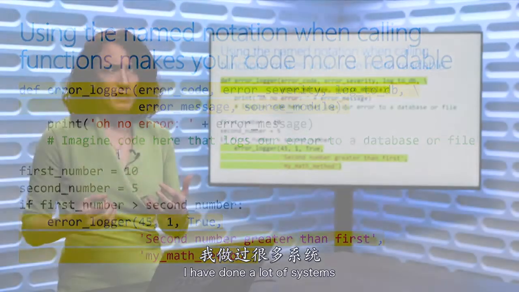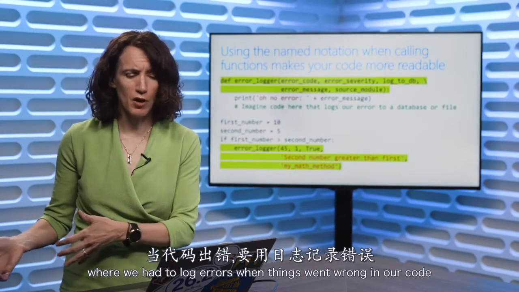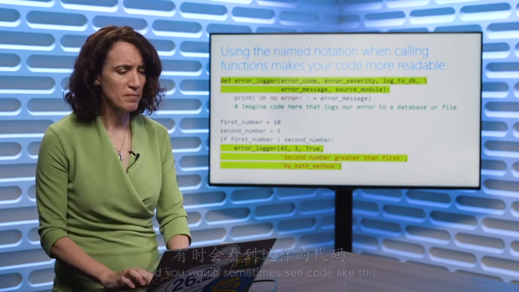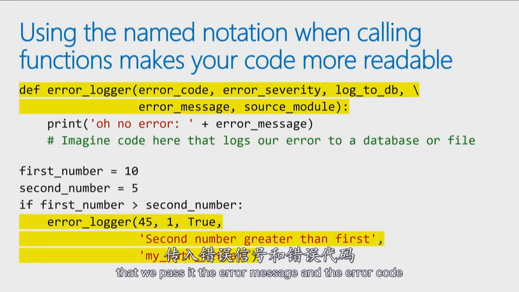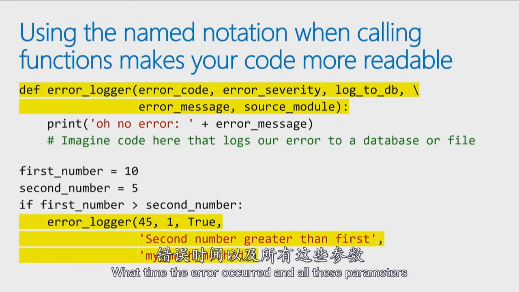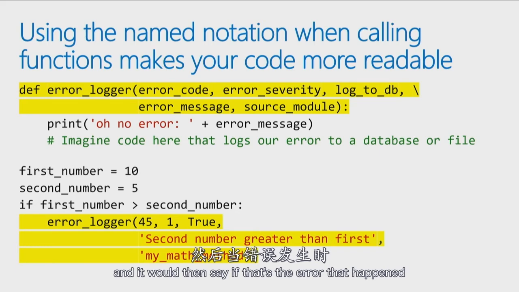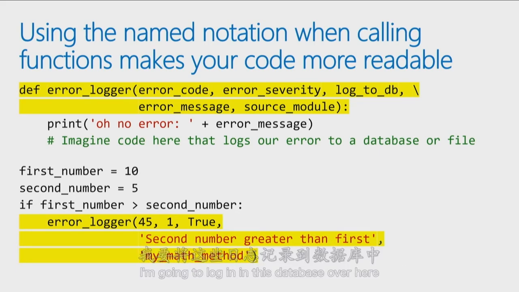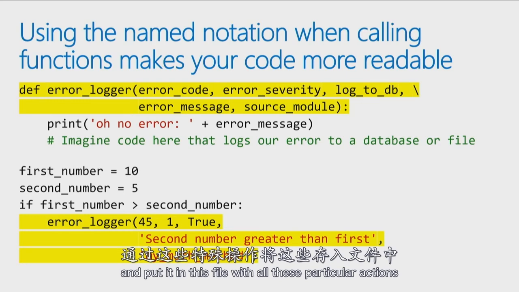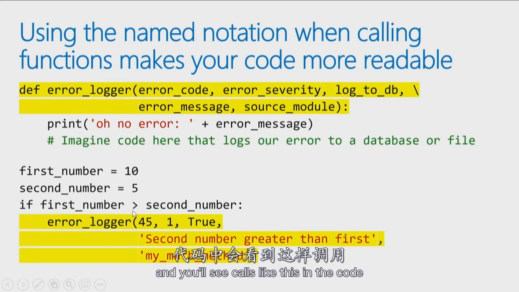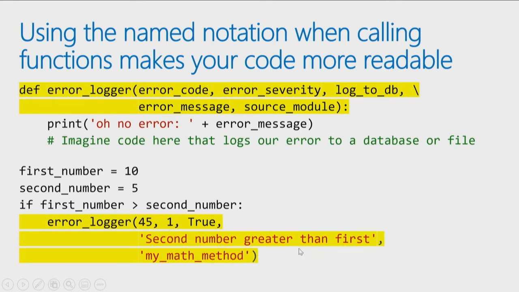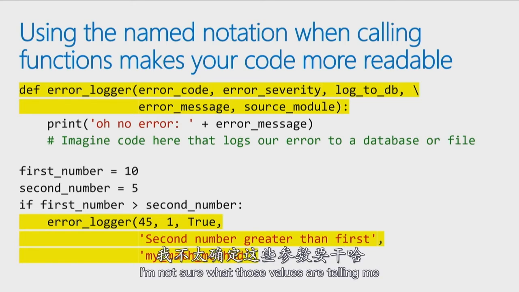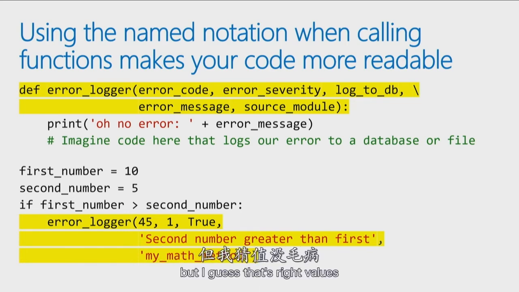I have done a lot of systems where we had to log errors when things went wrong in our code. And you would sometimes see code like this. One of the coders on our team creates a function that we pass the error message and the error code and what time the error occurred and all these parameters. And it would then say, ooh, if that's the error that happened, I'm going to log it in this database over here and put it in this file with all these particular actions. And you'll see calls like this in the code. Somebody calls the error logger and it says, call error logger, pass in the values 45, 1, true, second number greater than first, my math method.